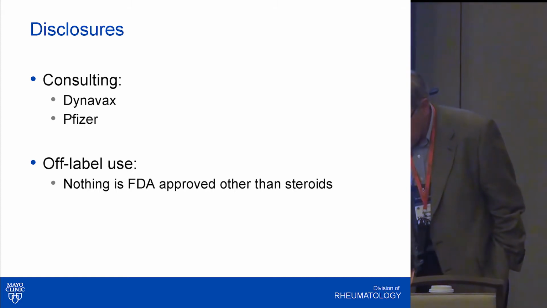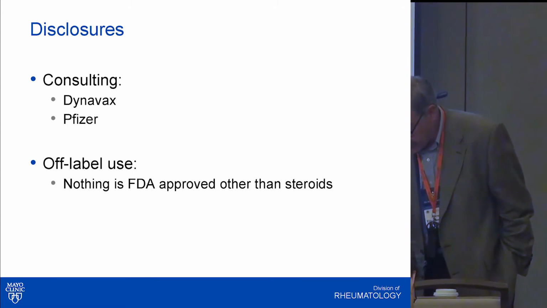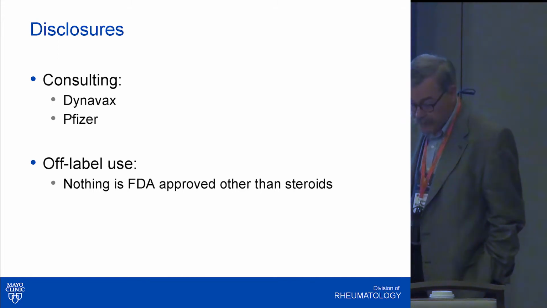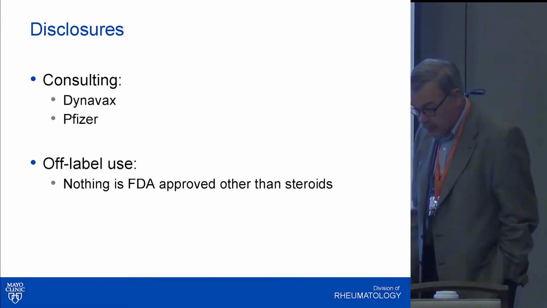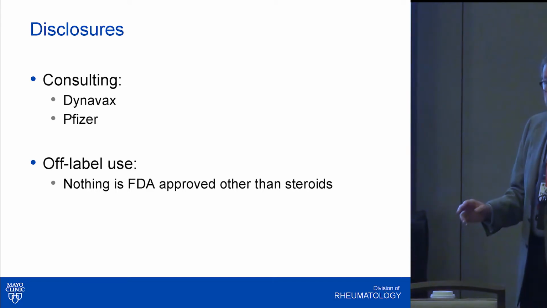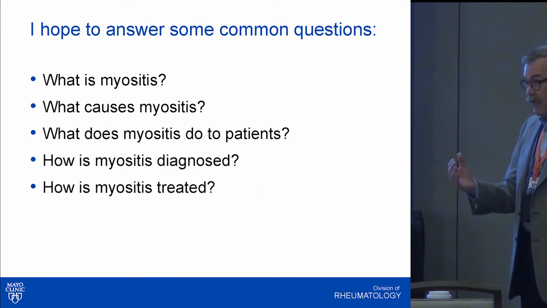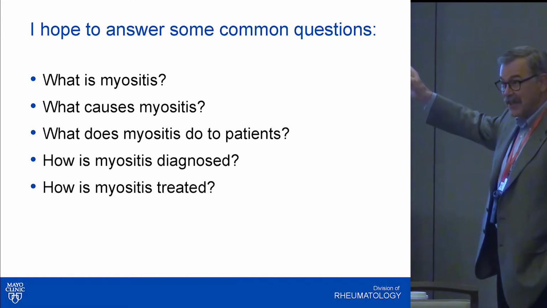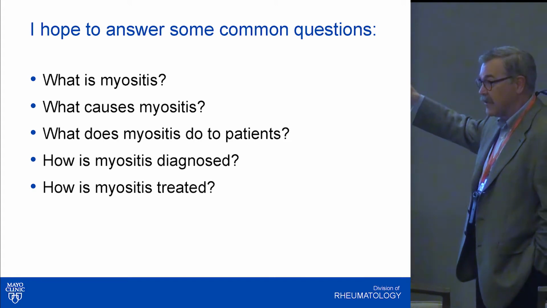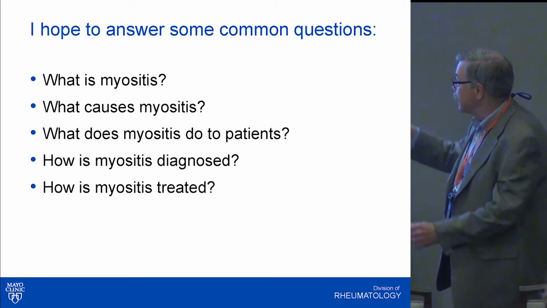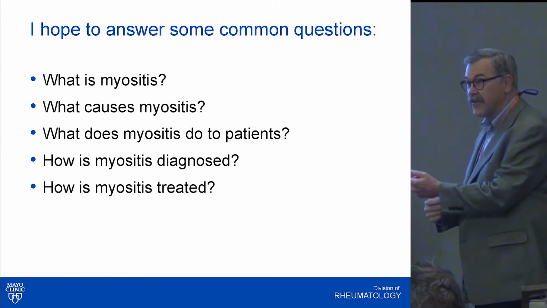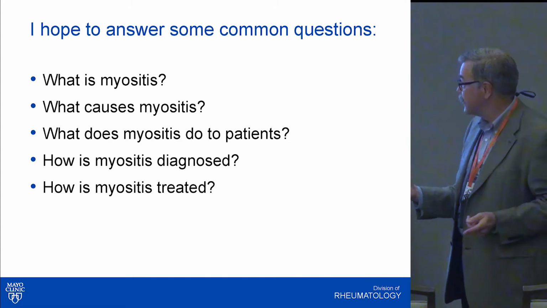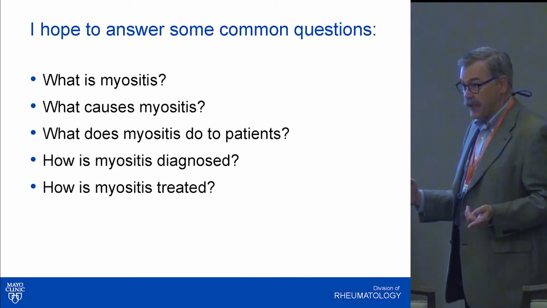I do some consulting work that has nothing to do with myositis, and really none of the drugs I'm going to talk about are approved by the FDA other than steroids. I know usually people here for the first time have a lot of questions, and I like to leave time for questions, but I'm going to preempt some of the questions and ask them myself. So what I'm going to try to talk about today is to answer some of these questions. What is myositis? What causes myositis? What does myositis do to patients? How is it diagnosed and how is it treated?